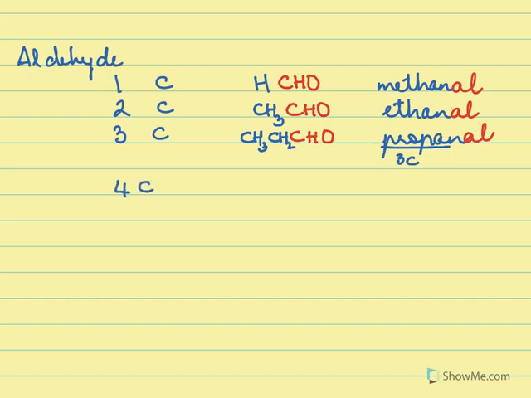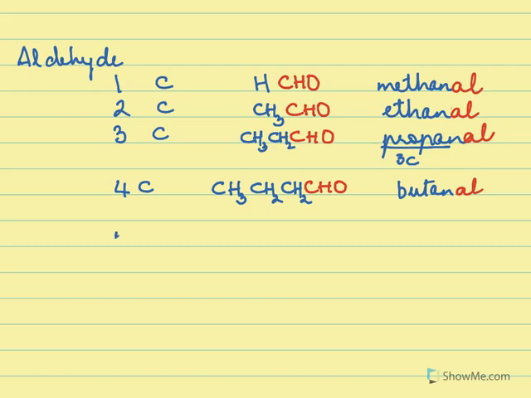Now for 4 carbon, 4 carbon is butane, and because this is an aldehyde, you take away the E: butanal. So to write the formula, first CHO, because it is an aldehyde. Now you need to put 4 carbons. 1 is already there, 2, 3, 4. The terminal carbon will have 3 hydrogens. This will be CH2 and this will be CH2. So butanal, 4 carbon aldehyde.